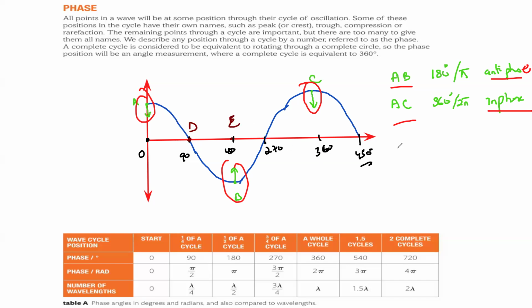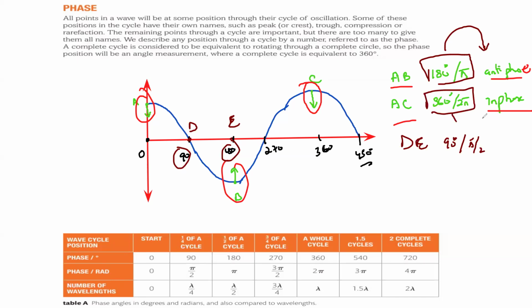Like, if I say a particle at D and E, what is the phase difference between D and E? What is the phase difference between point D and point E? So point D is at 90 and E is at 180. When you take the difference, 180 minus 90, you get 90. Or you can also say it is pi by 2. But when it is 90, you don't say it is antiphase. Antiphase is only used when it is 180, and in phase is used when it is 0 or 360.